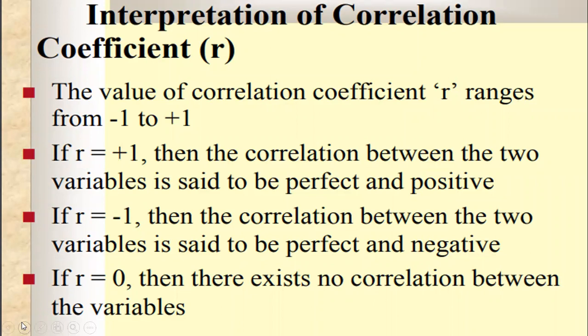And this is the interpretation of the correlation coefficient, and this correlation value lies between -1 and +1. If r is equal to +1, then the correlation between two variables is a perfect positive correlation. If r is equal to -1, then the correlation between the two variables is a perfect negative correlation. If r is equal to 0, then there exists no correlation between the variables.